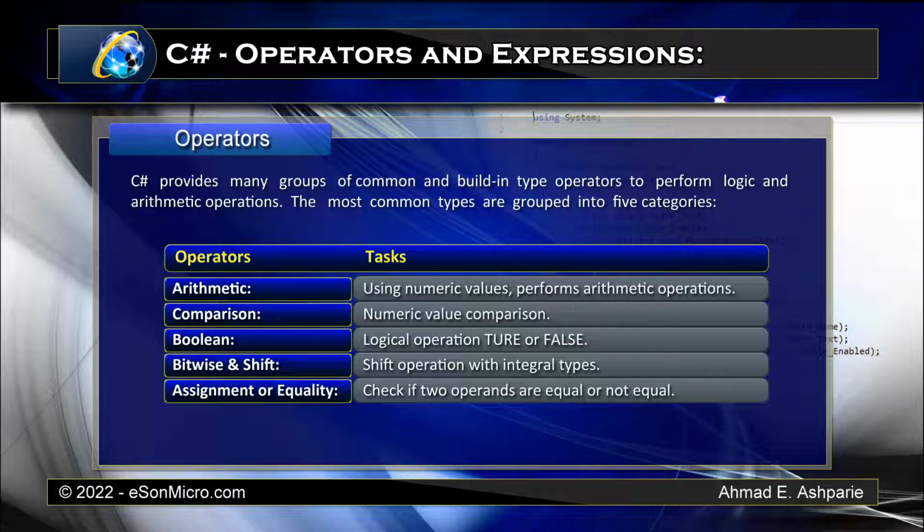C# provides many groups of common and built-in type operators to perform logical and arithmetic operations. The most common types are grouped into 5 categories. Arithmetic, using numeric values, performs arithmetic operations. Comparison, numeric value comparison. Boolean, logical operation, true or false. Bitwise and shift operation with integral types. Assignment or equality, check if two operands are equal or not equal.